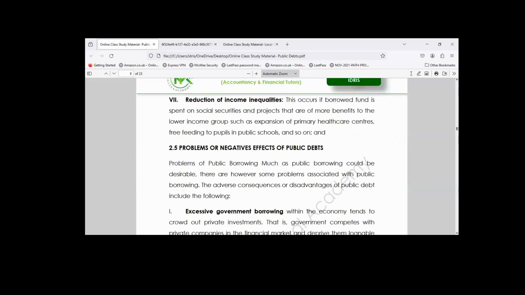Now, problems or challenges of public debt, or negative effects of public debt. Anything that has benefits also has negative effects. So, the negative effects of public debt.